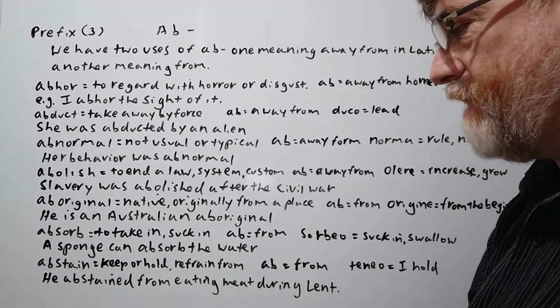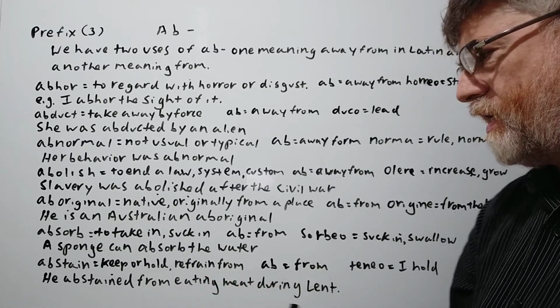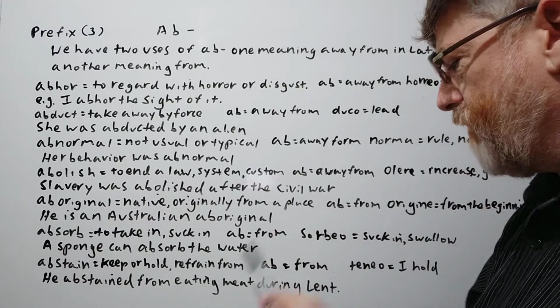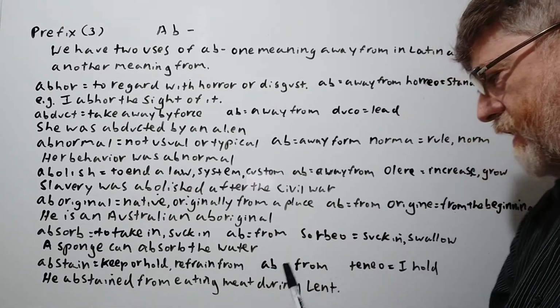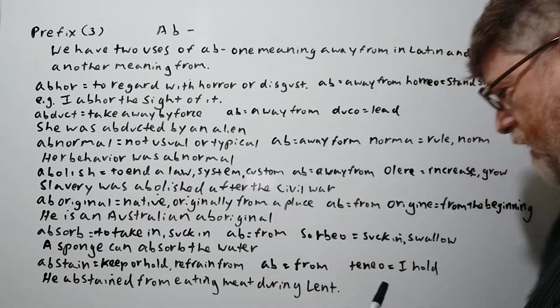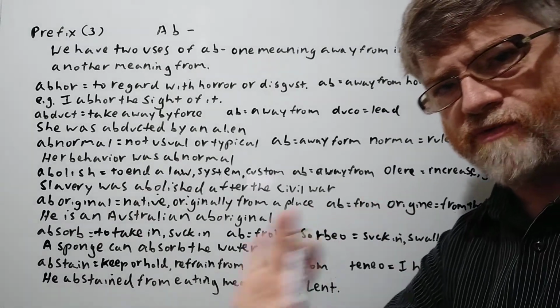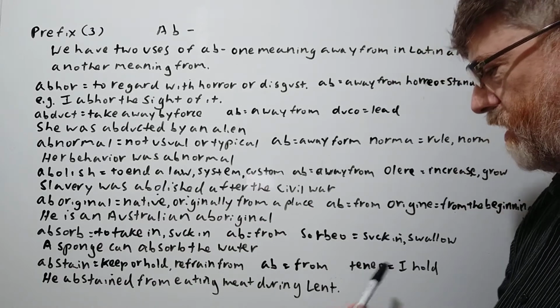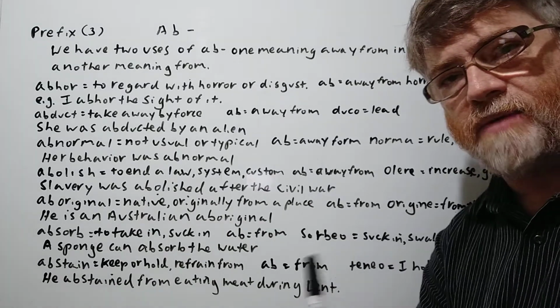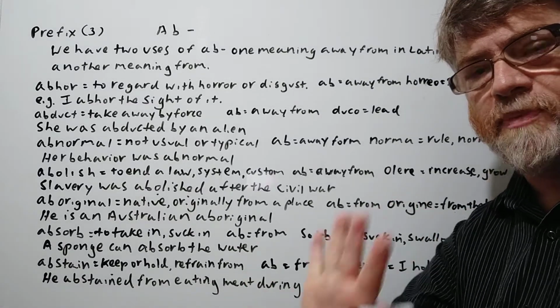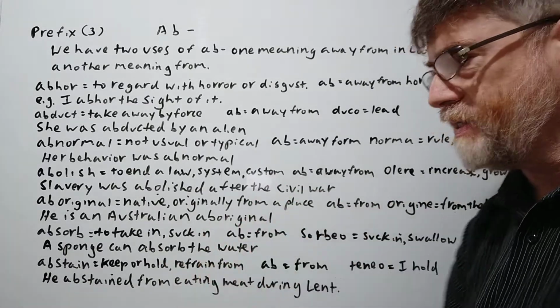Okay, and the last one we have here is abstain. To keep or hold, especially to keep or hold from, or refrain from. So again, the ab meaning from, and the teneo, of course, means I hold. So you're holding from doing something. That's really what it comes from. Of course, we got an S added in probably when they combined, but that's what it means too. So abstain means to stop or hold yourself from doing something.